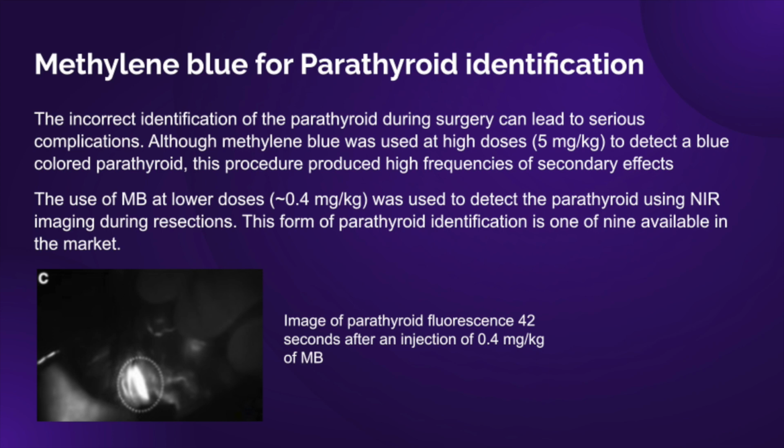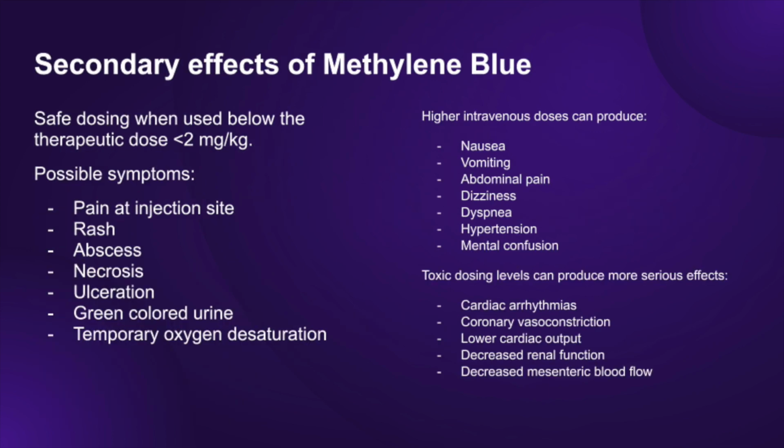However, the near-infrared emission of methylene blue can be observed even at lower dosages, therefore preventing the high frequency of mild secondary effects and almost eliminating any serious effects. Because of these benefits, methylene blue is one of the 9 approved parathyroid identification techniques in the market. As previously mentioned, there are secondary effects on patients who received an intravenous dose of methylene blue. However, the seriousness and frequency of these effects are diminished when doses are reduced to under 2 milligrams per kilogram.